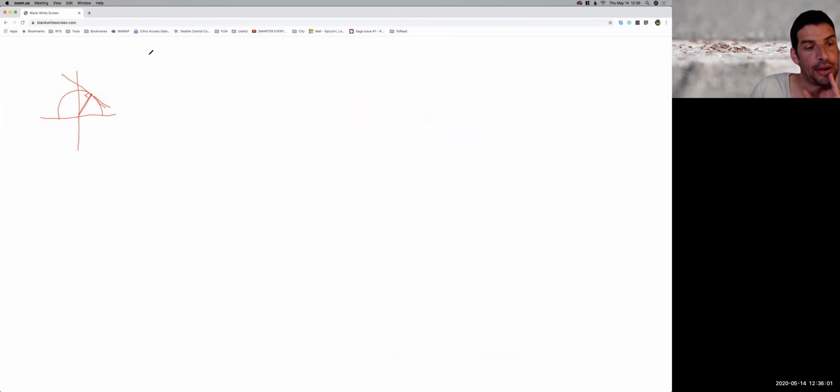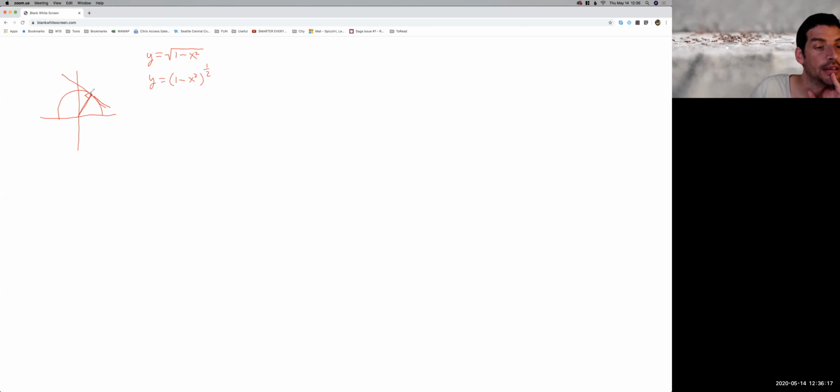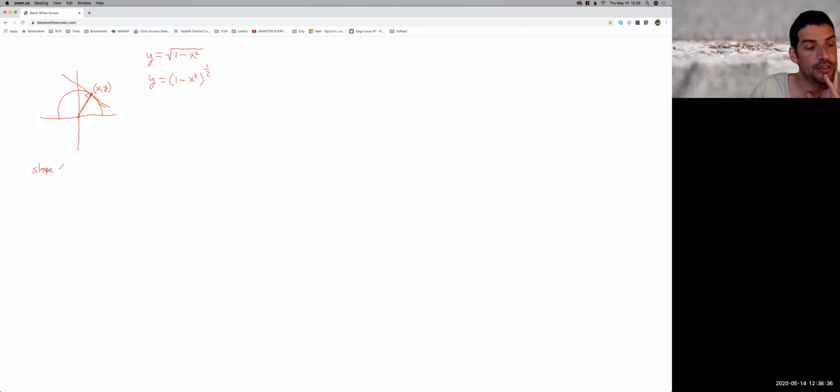The equation of the top half of this circle is going to be y equals the square root of 1 minus x squared, or let's actually write it as (1 minus x squared) to the 1/2 power. Okay, so first of all, let's say that this point right here, let's just give it coordinates x, y. Well, first of all, what's the slope of the radius, the line that's drawn from the origin to that point? So I'll just call it the radial line.